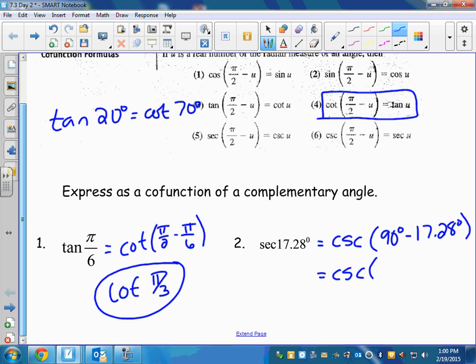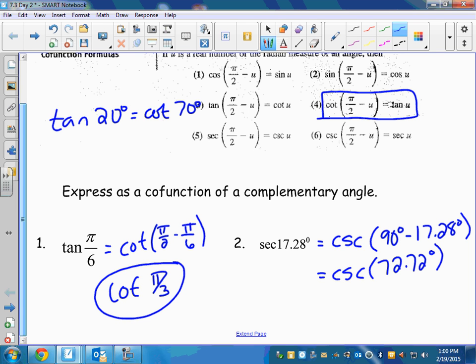No. That would be the same as saying cosecant of 72.72 degrees. Again, you need to know that secant and cosecant go together, and then you need to know that you're just subtracting from 90, which again was kind of on the last test, but we didn't have these formulas given to us.